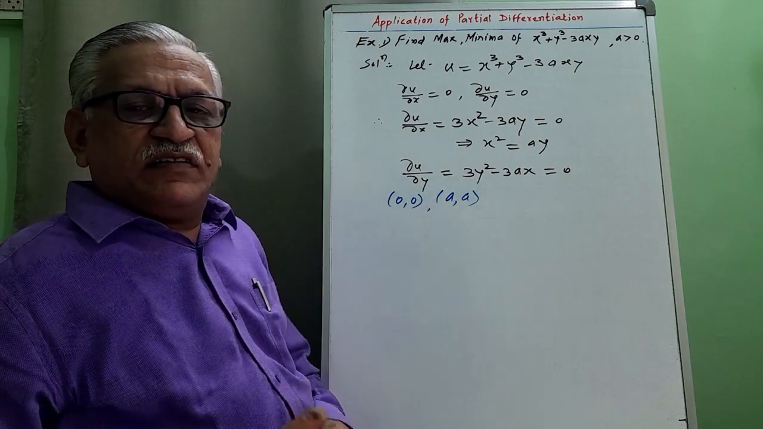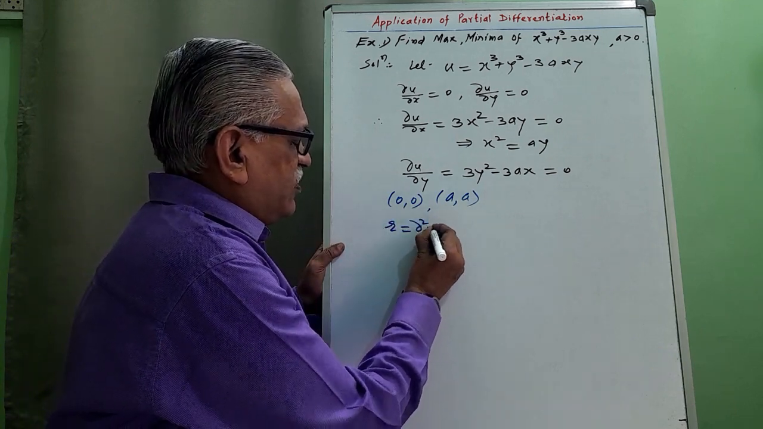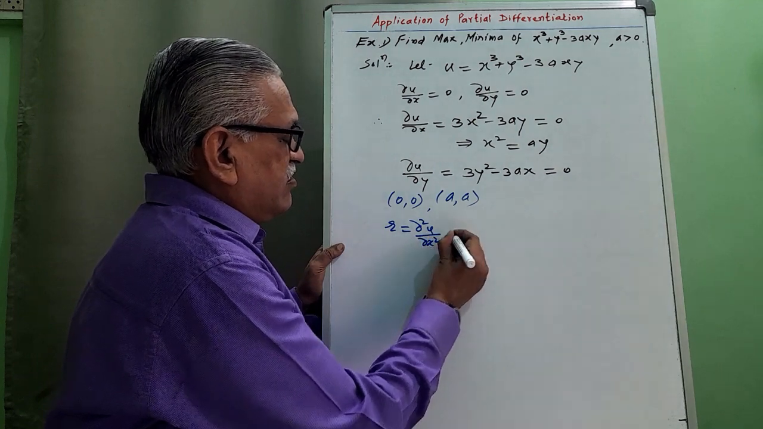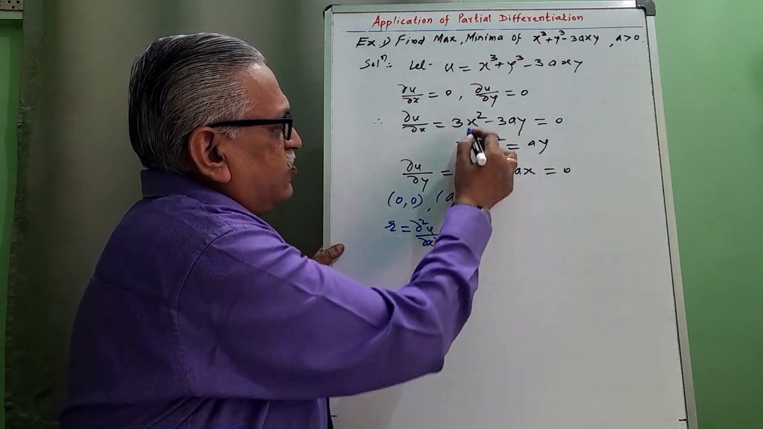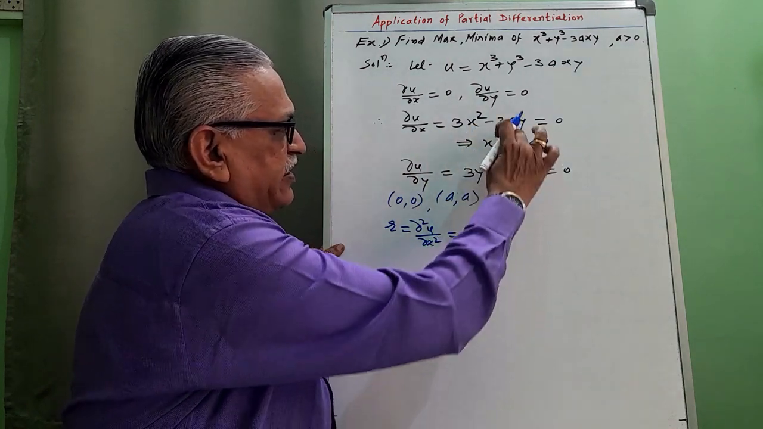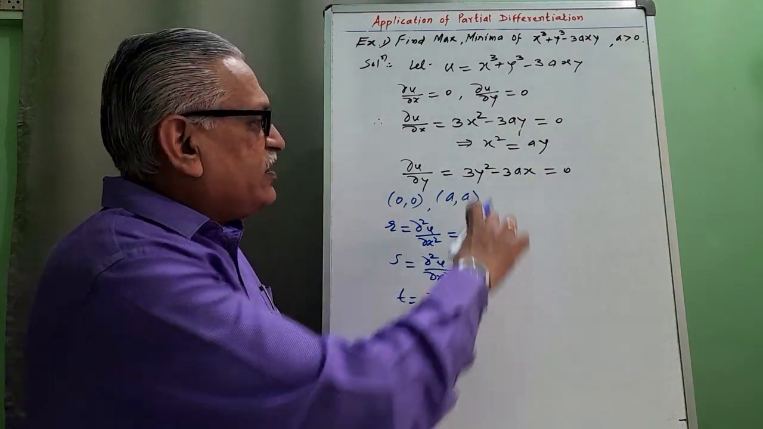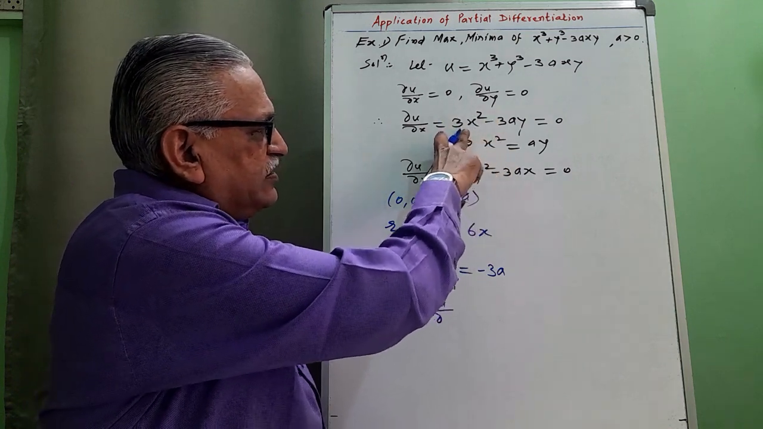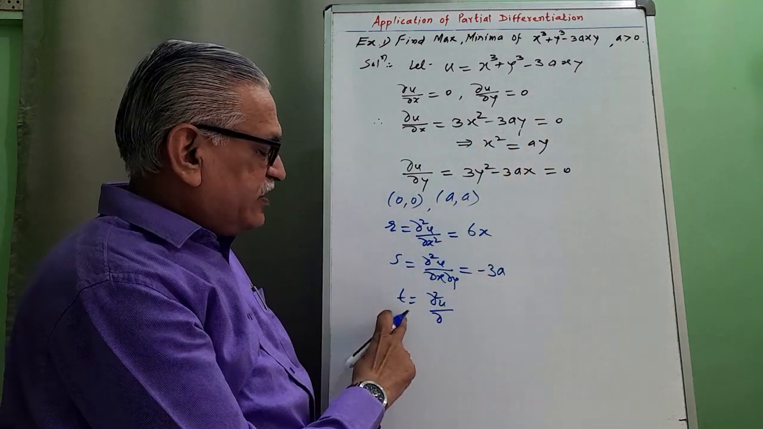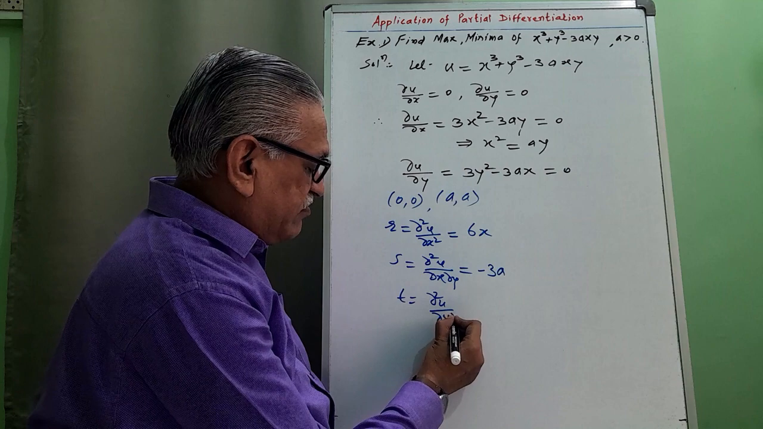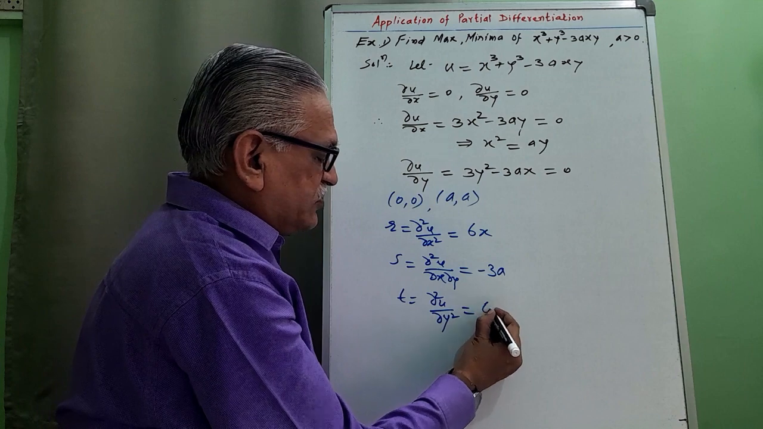Then we determine the sufficient condition. For that we require to find r. r means ∂²u/∂x². Differentiating with respect to x again, we get 6x, and the derivative of the constant term is 0. Then s is equal to ∂²u/∂x∂y. Differentiating with respect to y, keeping x constant, the derivative of the first term is 0, and the derivative of the second term is minus 3a. Then t is equal to ∂²u/∂y². Differentiating with respect to y, keeping x constant, the derivative is 6y.